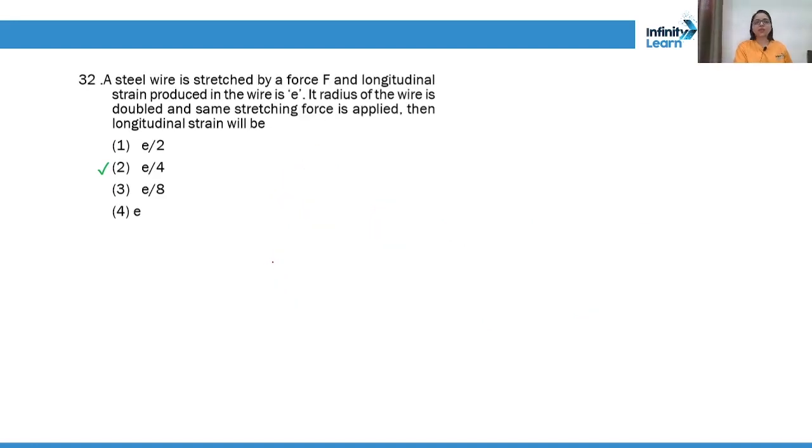Question number 32. A steel wire is stretched by force F and longitudinal strain produced in the wire is E. If the radius of the wire is doubled, then the area is 4 times because area is pi r square. If radius is doubled, then A dash will become 4A. And same stretching force is applied, then the longitudinal strain will be? So, stress is directly proportional to strain.